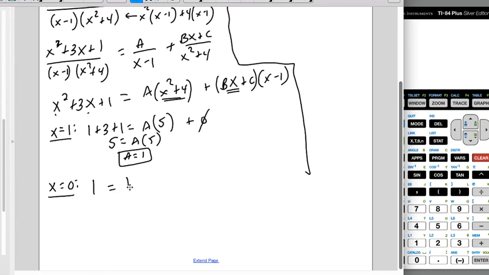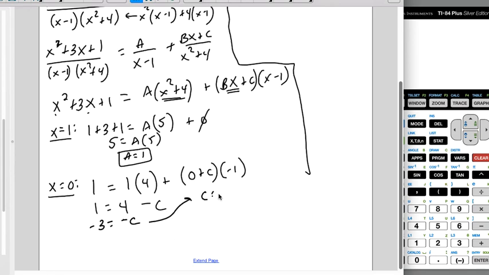On the other side, I know a is 1 now, times 4, plus, since I plugged in 0, I'm going to get 0 plus c times a negative 1. So I get 1 equals 4 minus c. Negative 3 is my negative c, so I'm able to get that c is 3.